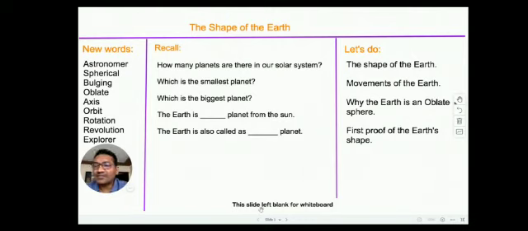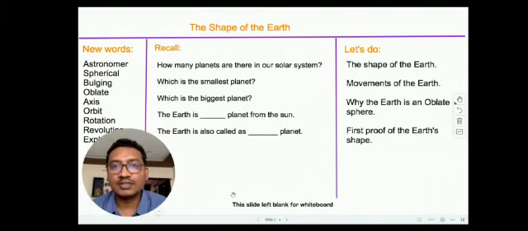Now let's have a look at some of the new words from today's lesson. New words are astronomer, spherical, bulging, oblate, axis, orbit, rotation, revolution, explorer. You will know the meaning of these words while I am explaining the lesson.